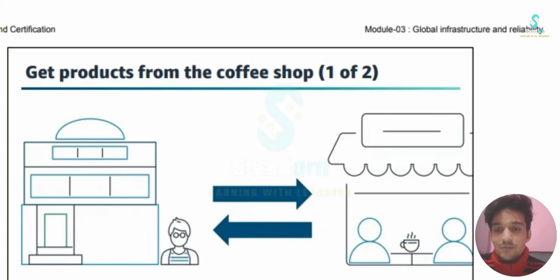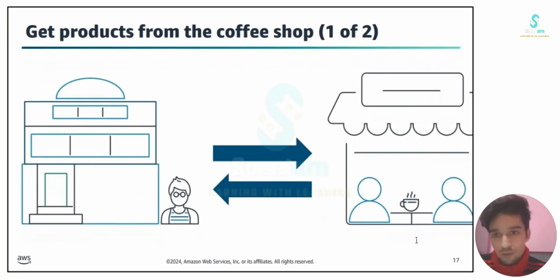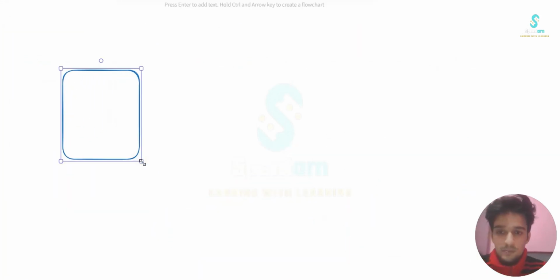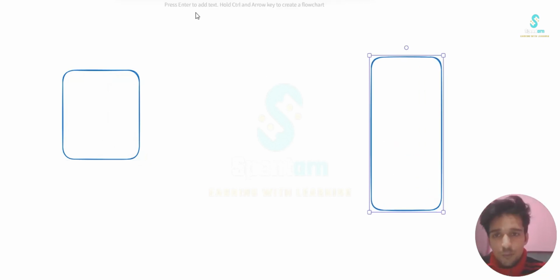So now coming to the next, which is AWS Outposts. For example, this is my coffee shop. I'm taking the coffee shop example only to make it more clear to you about Outposts. We're going to understand Outposts now. So this is my coffee shop.